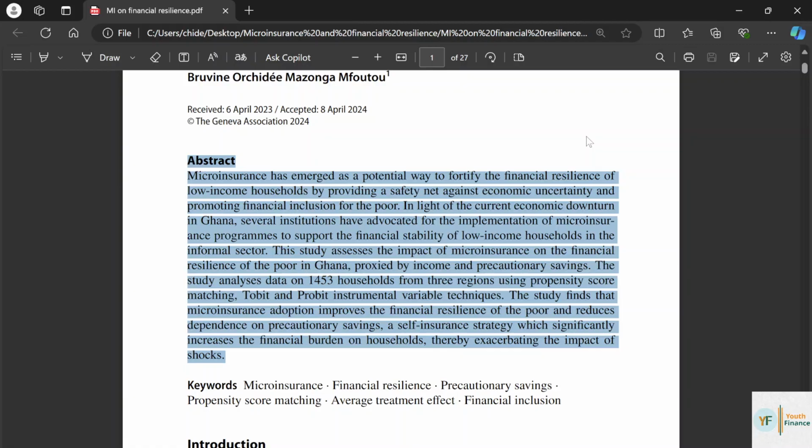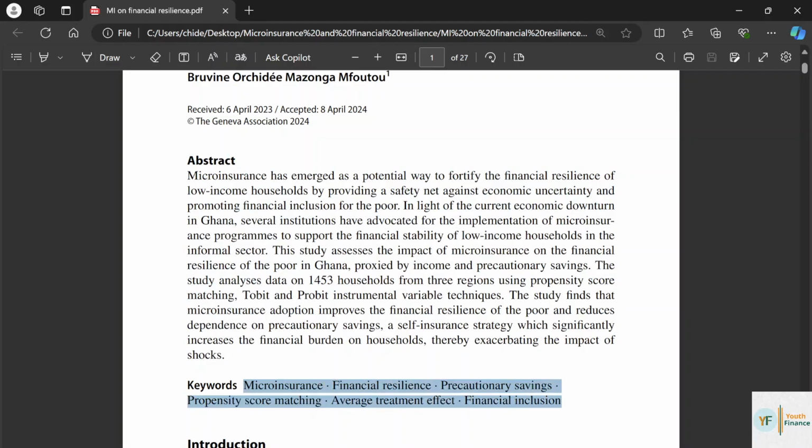Then we have the objective of the study, the data set, the model used, and the findings. So the study assesses the impact of microinsurance on the financial resilience of the poor in Ghana on 1,453 households from 3 different regions using propensity score matching, probit and probit instrumental variable techniques. And the study finds that microinsurance adoption improves the financial resilience of the poor and reduces dependence on precautionary savings. Beneath the abstract, we have our 6 keywords.